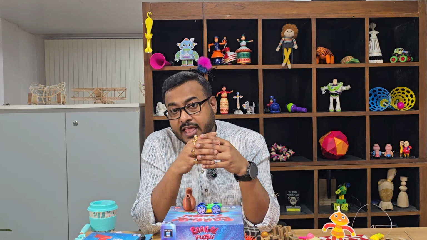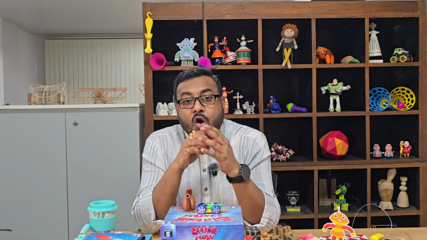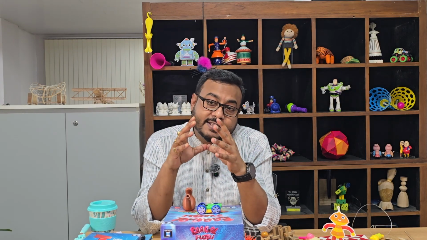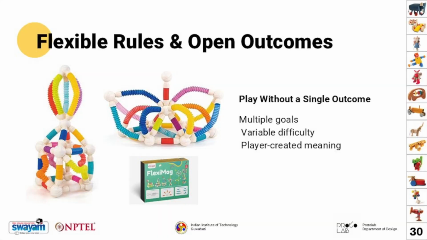Many toys are excluded not because of physical interaction, but because of rule rigidity. If success depends on one precise outcome, only certain players experience achievement. Open-ended toys distribute success differently. One child may build a tall structure. Another may sort colors. Another may create a story. All are valid play outcomes.